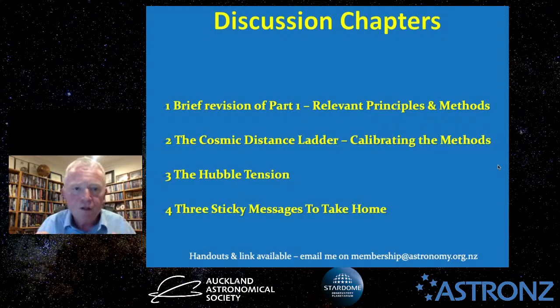So I've split the talk into four main chapters. Firstly, we're going to have a brief revision of the relevant principles and methods that I covered in part one, just the ones relevant to tonight's discussion, with a few extra points of emphasis. Then I'll talk about the cosmic distance ladder, how the astronomers use it to calibrate these methods. And then we're going to talk about that Hubble tension that I've just introduced you to. And then we'll go through three sticky messages for you to take home.